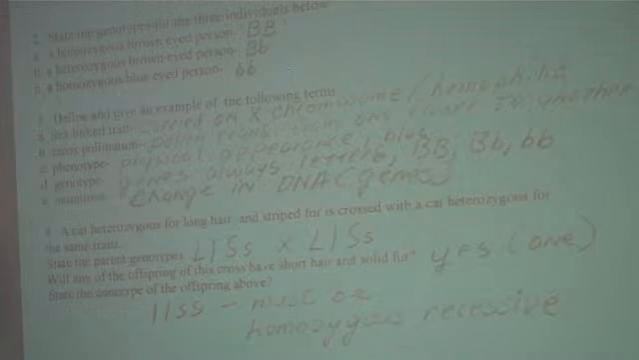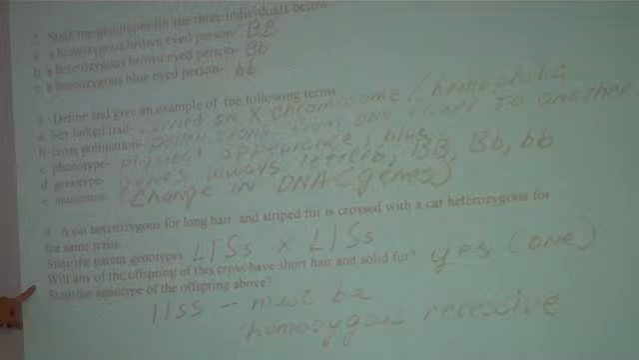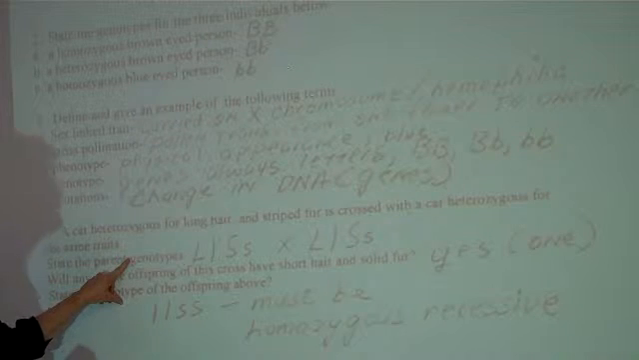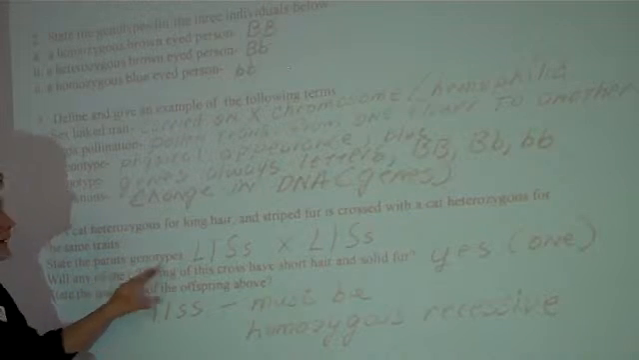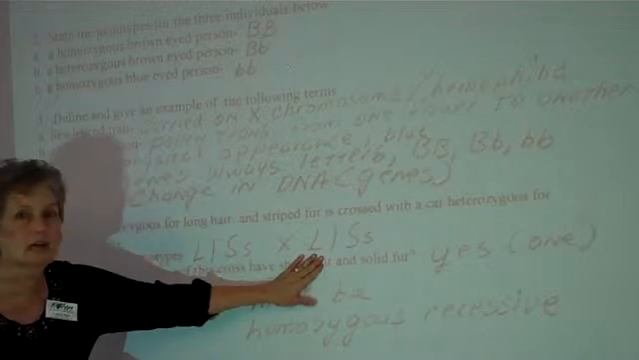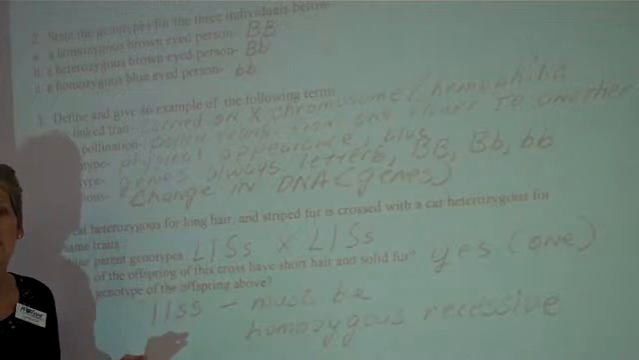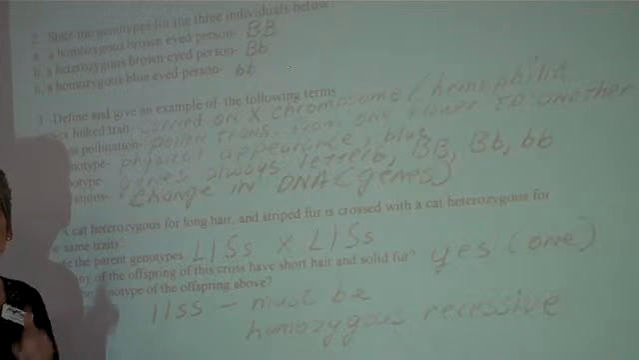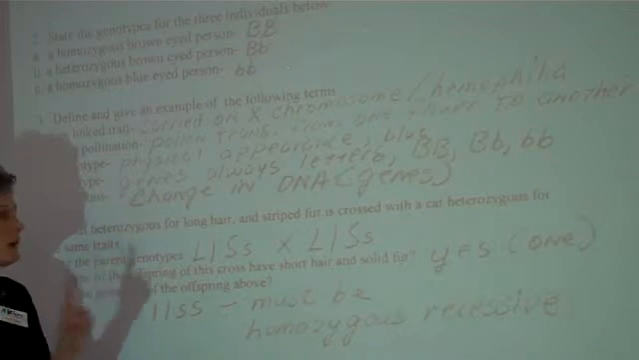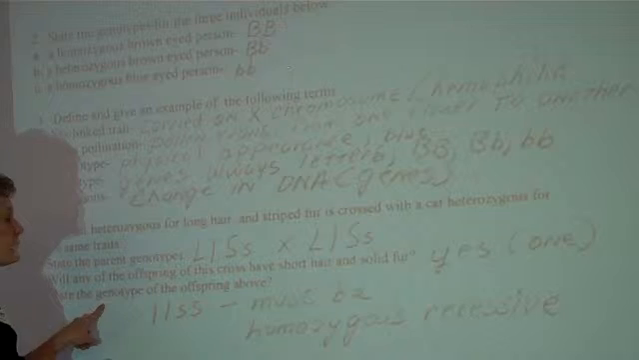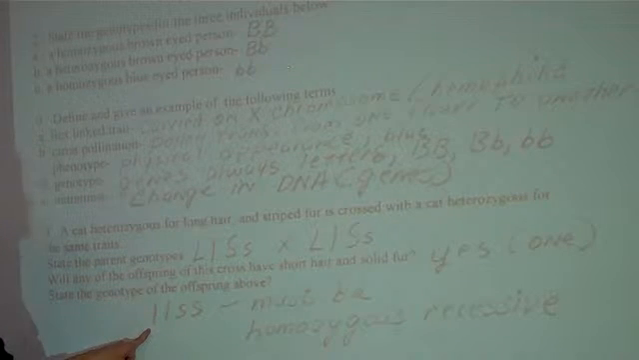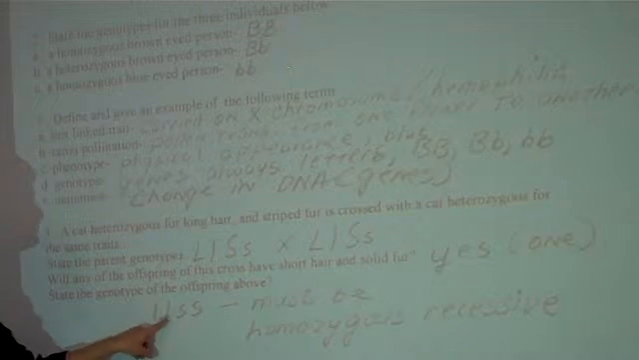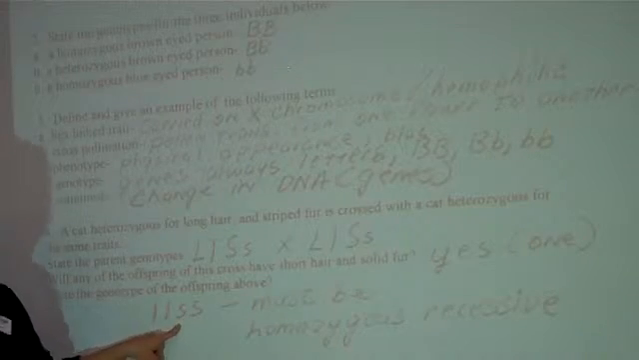State the genotype: will any of the offspring of this cross have short hair and solid fur? Well, that would be the recessive trait. And since these are both heterozygous parents, we know that in a 16-square cross, a dihybrid cross, we'll have only 1 offspring that will be homozygous recessive. Its genotype would be 2 little l's, 2 little s's. Okay, I have to change pages.